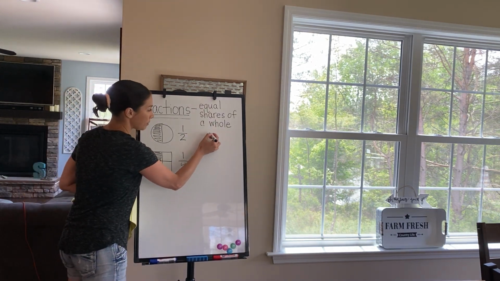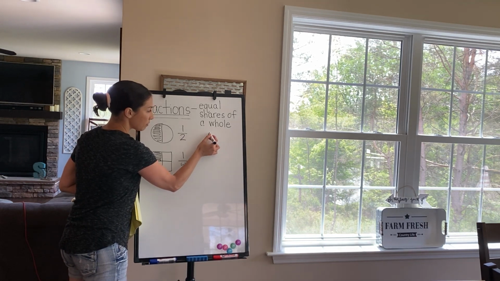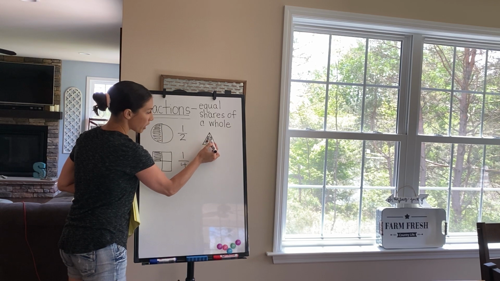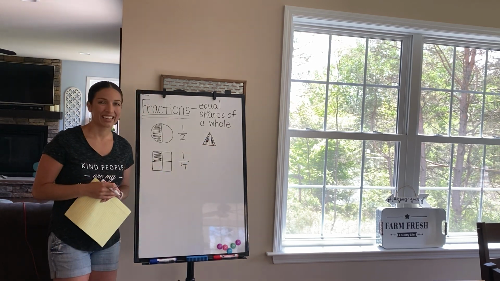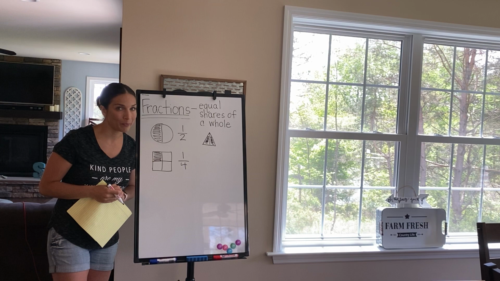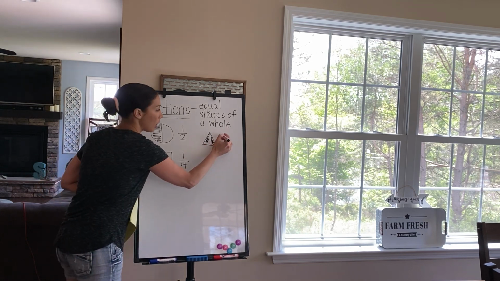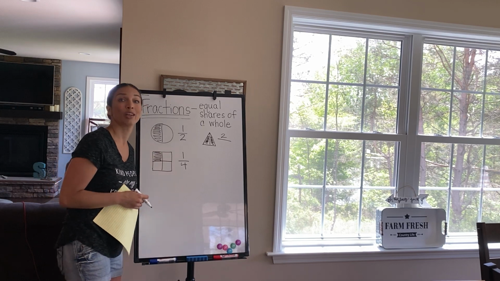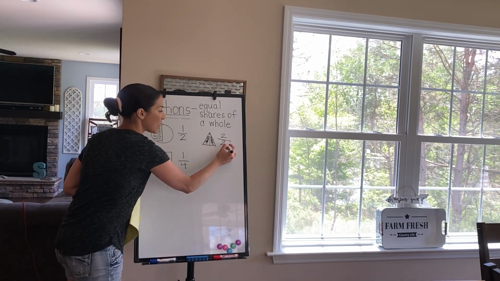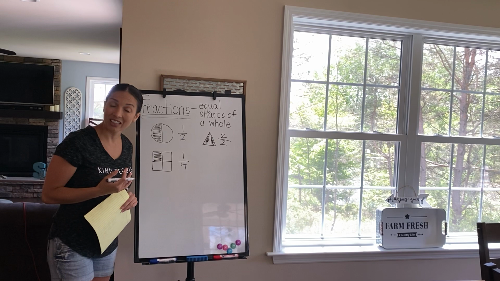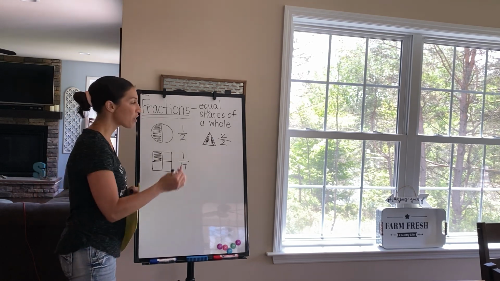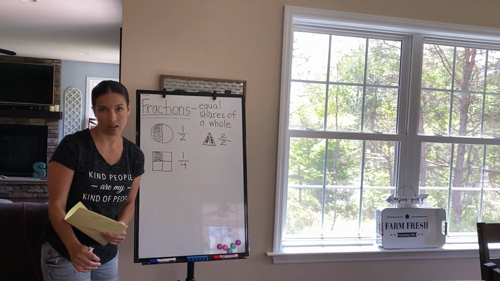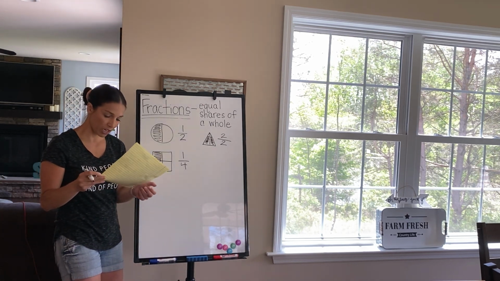Okay, how about this one? Just pretend it's shaded. Okay, how many pieces are shaded? 2. Over, how many pieces are there in all? 2. So guess what? This whole triangle is shaded, okay? Whenever you have the same number on top and bottom, that's representing the whole entire thing, okay? That was a little bit tricky.